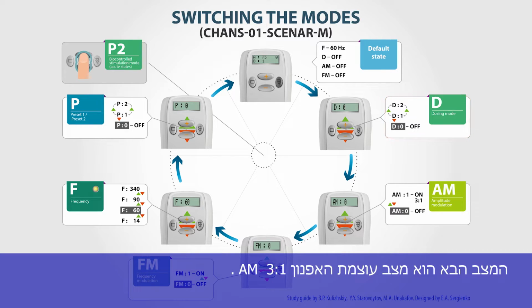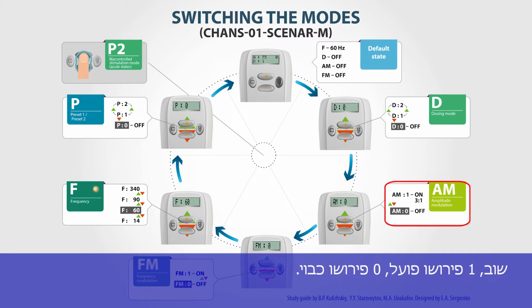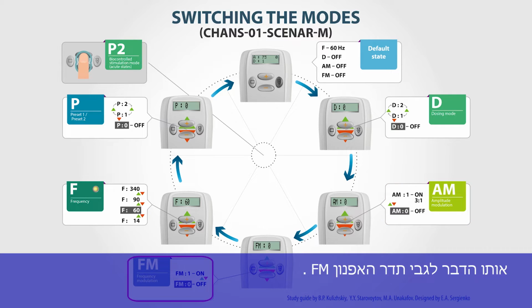The next mode is 3-to-1 amplitude modulation. Again, 1 means on, 0 means off. The same is for the frequency modulation.